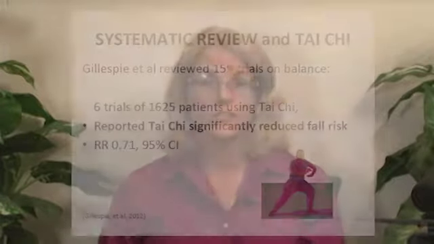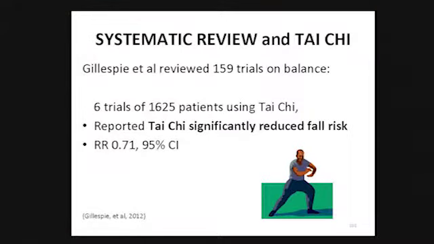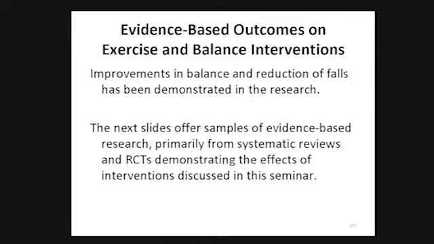Systematic review of Tai Chi, 159 trials on balance. It took 1,625 people. And they said it significantly reduced falls risk. So we're seeing this coming up. Very fun stuff to do. So there's a lot of evidence-based outcomes on exercise and balance interventions. We've shown improvements in the research. And I'm just going to show you some slides of evidence-based research, mostly systematic reviews, good clinical trials, randomized clinical trials, showing that these interventions work.